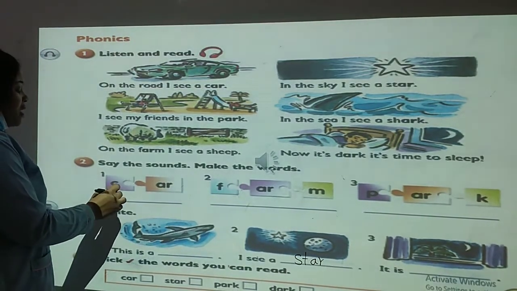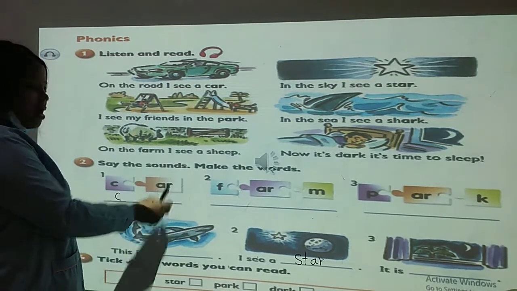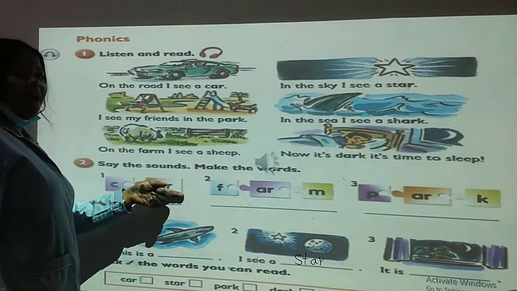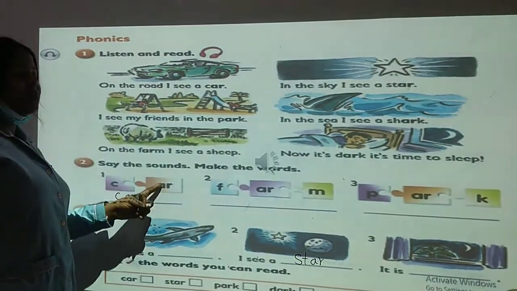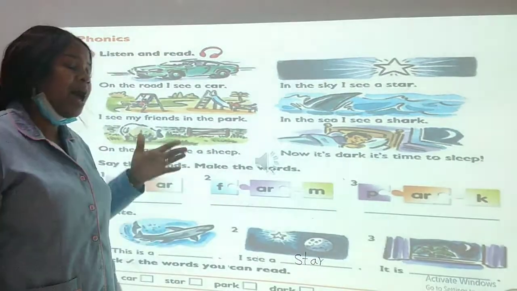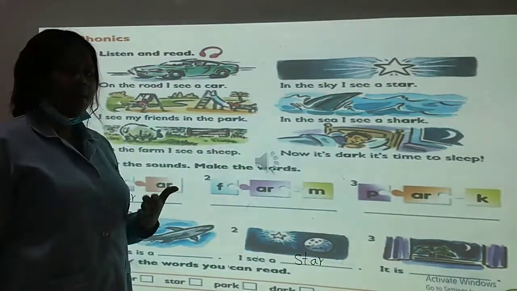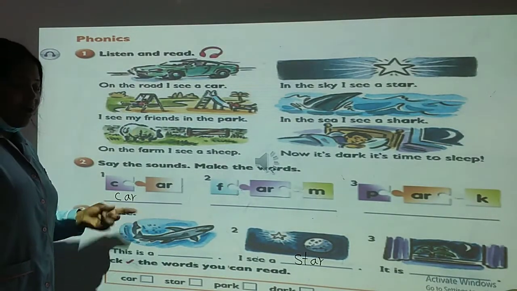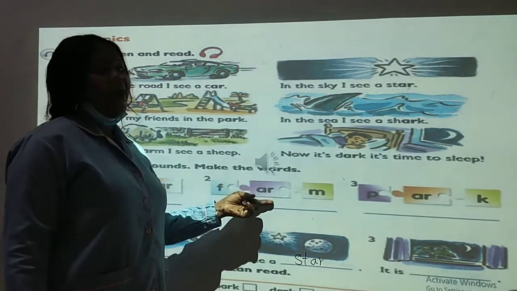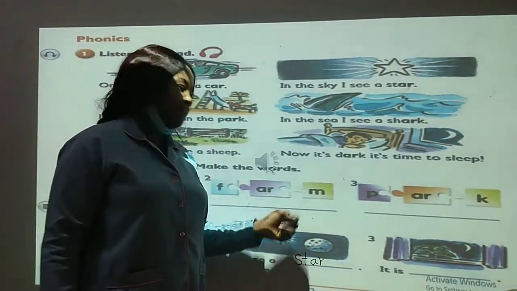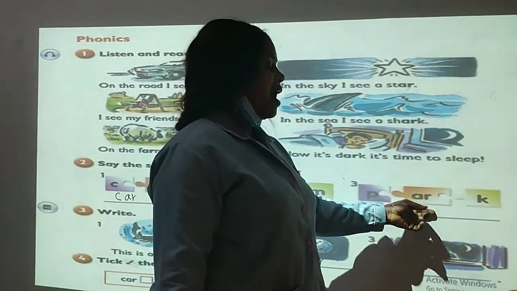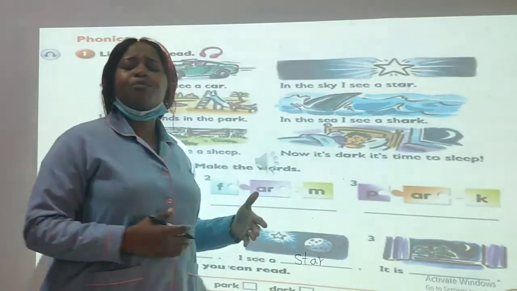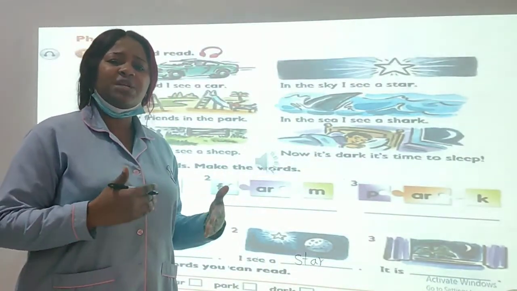You say the sound first, and then you blend. Car. The C sounds as k, the A is pronounced as a, the R, you blend them together, it becomes car. Fan. Park. These are the ways you practice and then begin to build your reading skills.